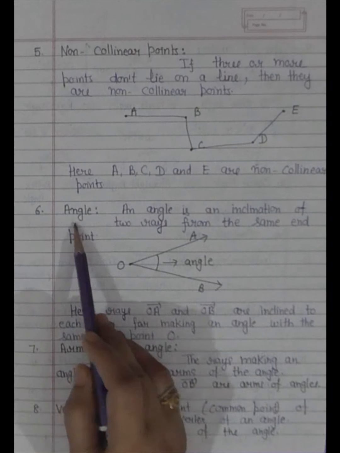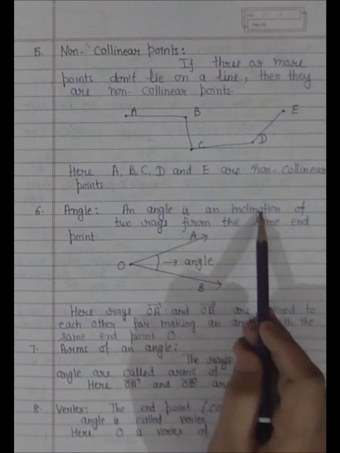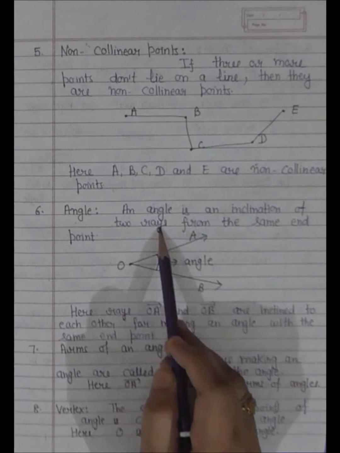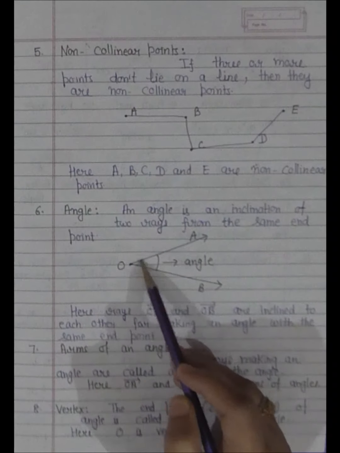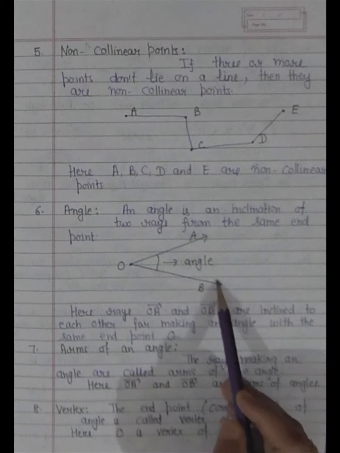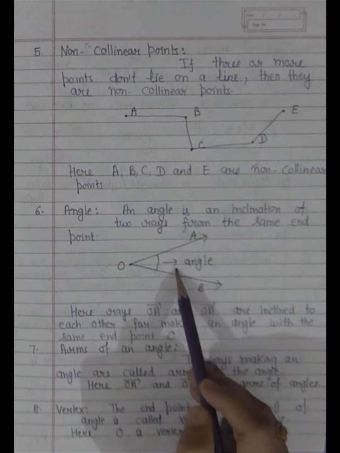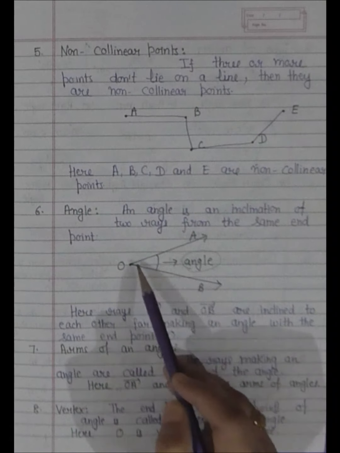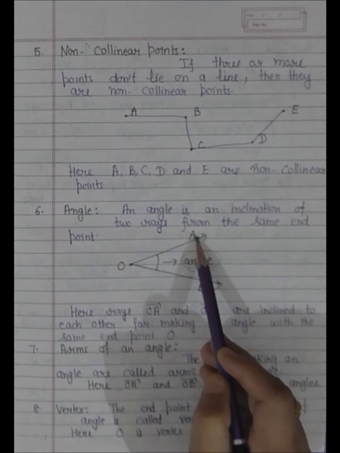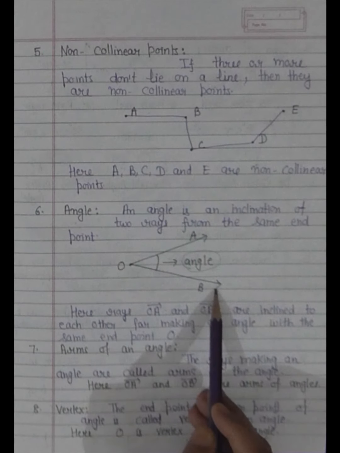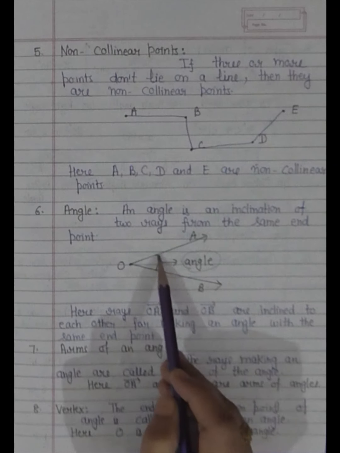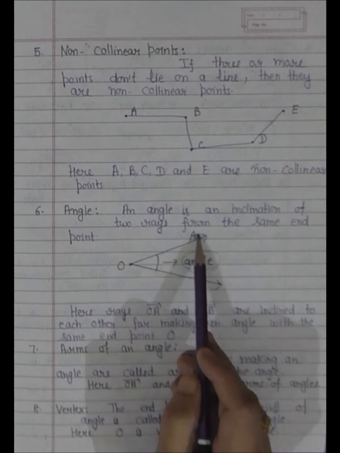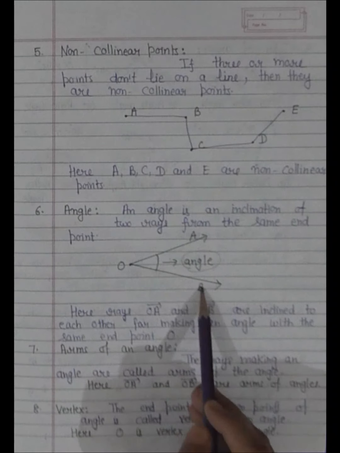Next is angle. An angle is an inclination of two rays from the same end point. It means if there are two rays, the inclination of those two rays is called an angle. Here OA is one ray and OB is the second ray, and O is the common point, so the angle is made here. The angle is AOB.